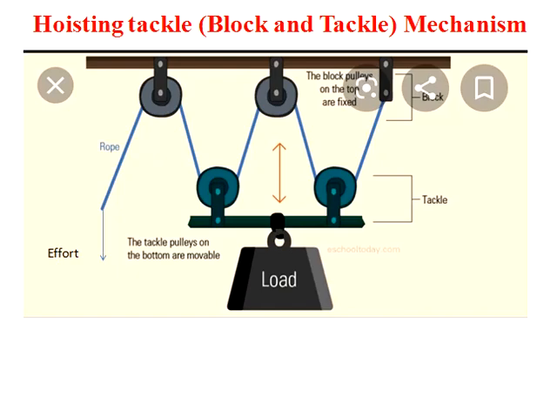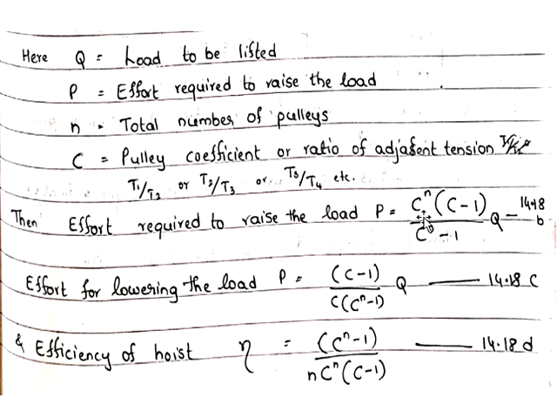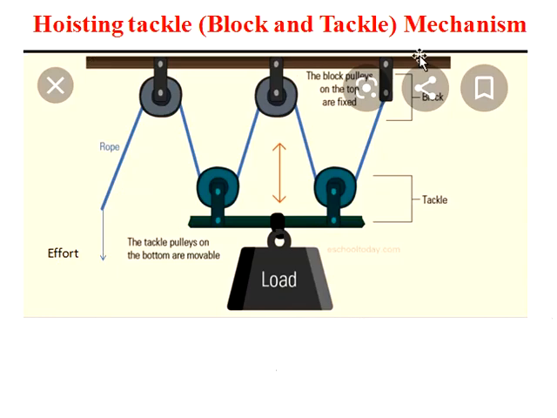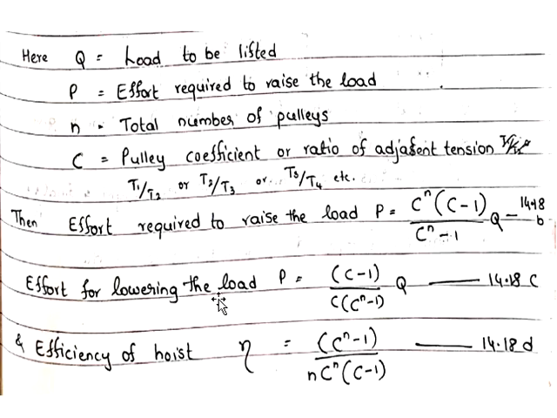We can calculate the effort required to lift the load using the equation P = C^n (C - 1) / (C^n - 1) × Q. This is equation number 14.18b in your data book. Here C is the pulley coefficient. Pulley coefficient means, in this diagram, tension T1 is acting, and at this part of the rope tension T2 is acting. Then the ratio T1 divided by T2 is known as the pulley coefficient. We can also calculate the effort for lowering the load using equation number 14.18c, and the efficiency of this system using equation number 14.18d.